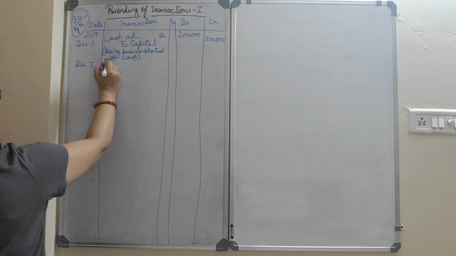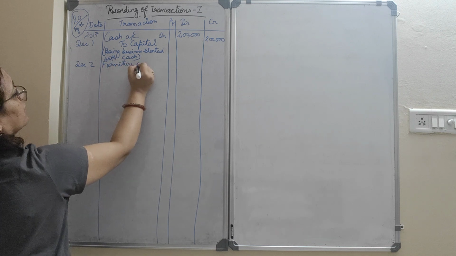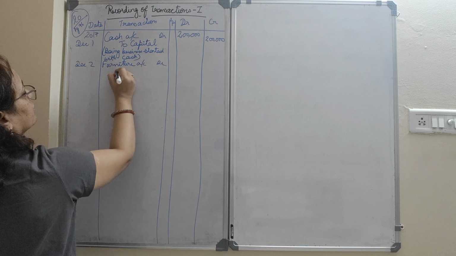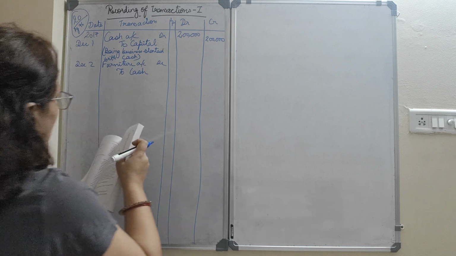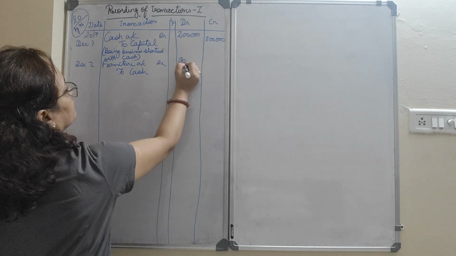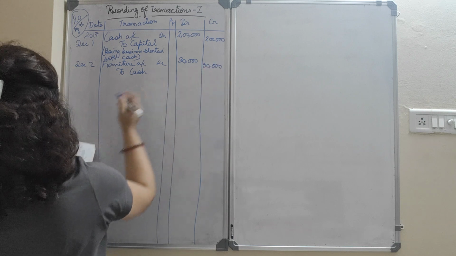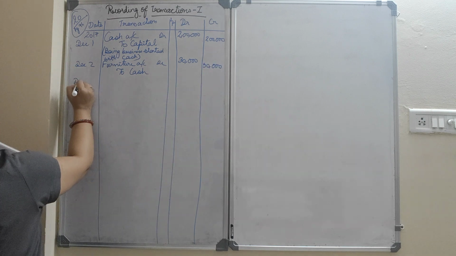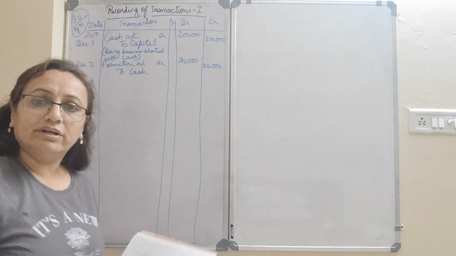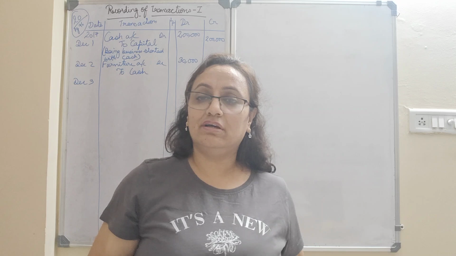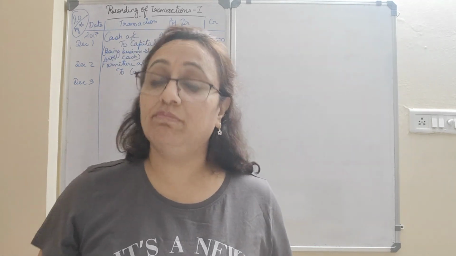Bought office furniture. When nothing is mentioned, we take it out of cash. Furniture account debit to cash. It is for how much? 30,000. Now next is December 3. Please write the narration. I am not writing the narration for each and every question, but please you write it, because narration carries separate marks.